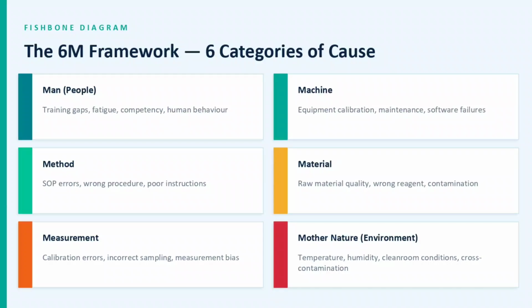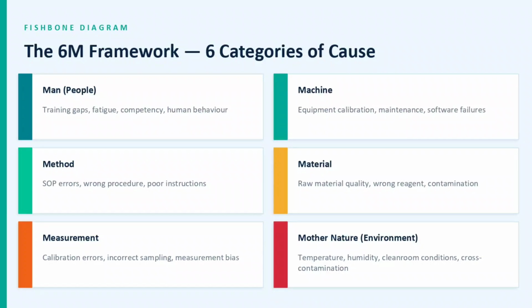M number 1, man or people. This covers training gaps, human behavior, fatigue, competency, supervision. Anything related to the people performing the task. M number 2, machine. This is your equipment. Calibration, maintenance, software versions, equipment failures. Did the machine perform correctly? M number 3, method. This is your procedures. Was the SOP correct? Was it followed? Were there unclear instructions? Was there no procedure at all?